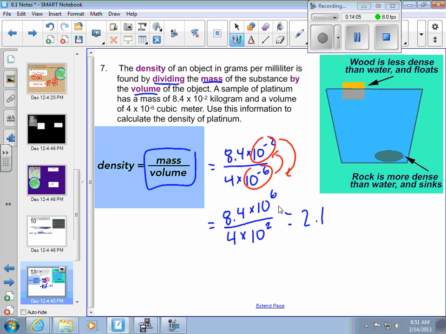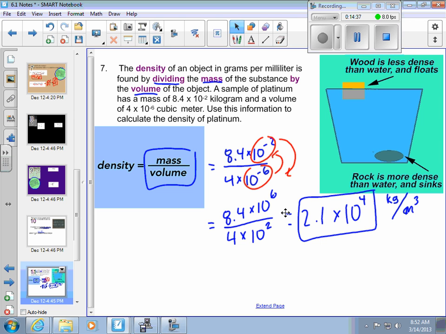So the answer is going to be 2.1 times, now we do our powers of 10. It's going to be a power of 10. If we subtract the exponents, 6 minus 2 is 4, and there's more left on top. So the answer would be 2.1 times 10 to the 4th. Now this would be the density in, let's see, it would be in kilograms per cubic meter. So that would be the density of the object. All right, tomorrow we'll take a look at some more of this.